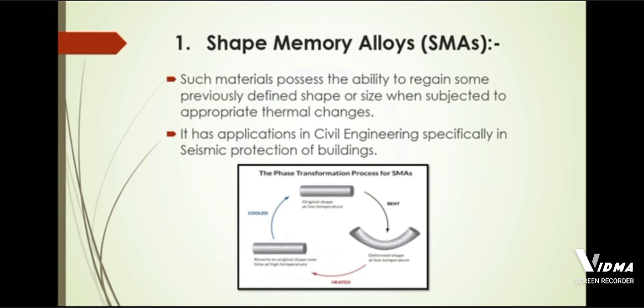First, shape memory alloys, whose short name is SMAs. Such materials possess the ability to return to some previously defined shape or size when subjected to appropriate thermal changes. It has applications in civil engineering, specifically in seismic protection of buildings.